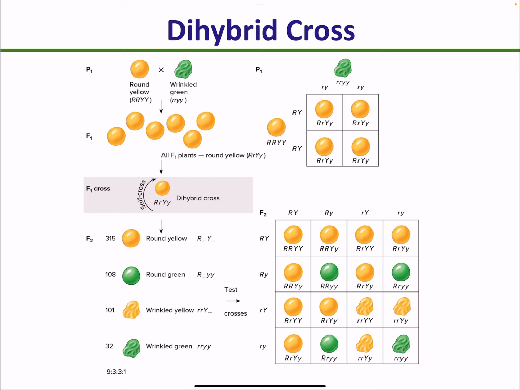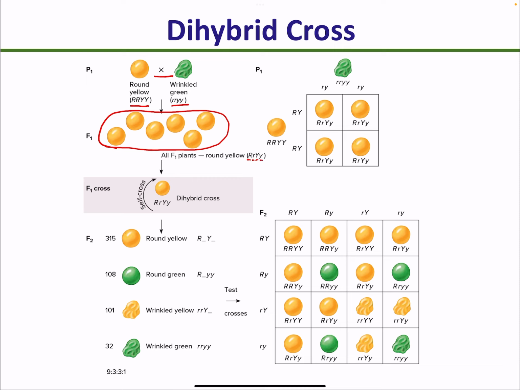This is what we are going to show here. Now, assuming that we are starting with a true hybrid for shape and color, round and yellow, wrinkled and green, we're crossing these 2 parents here. In generation 1, we are going to have everyone that is dihybrid. And this dihybrid, the genotype is going to be capital R, lowercase r, capital Y, lowercase y.